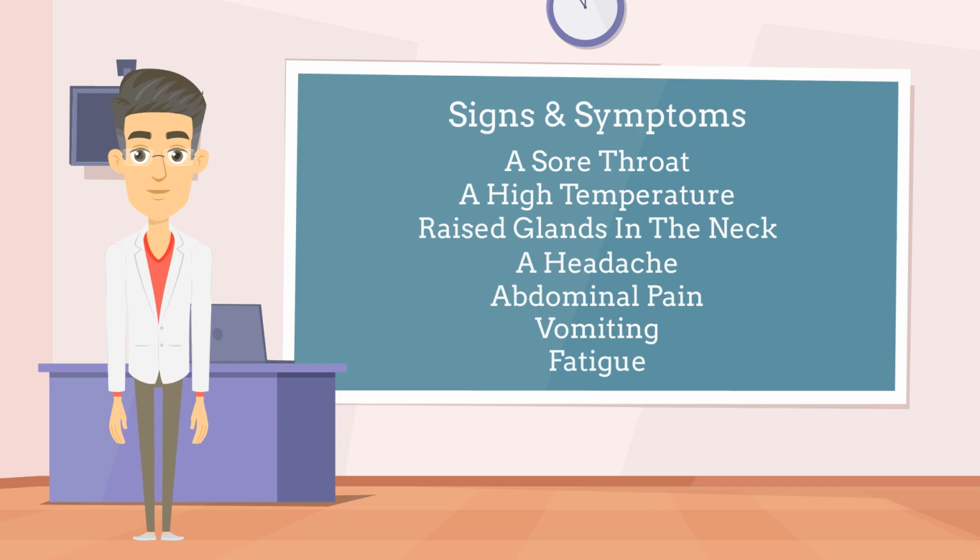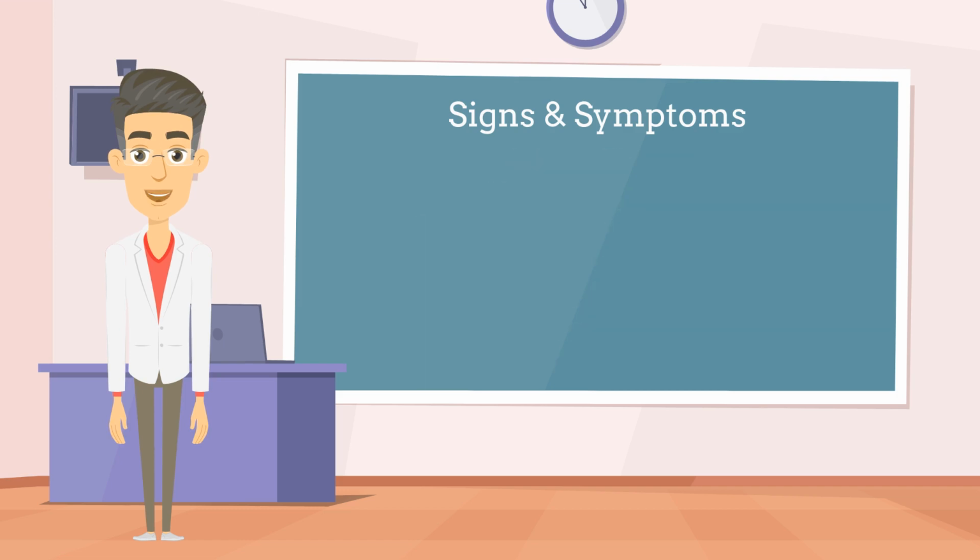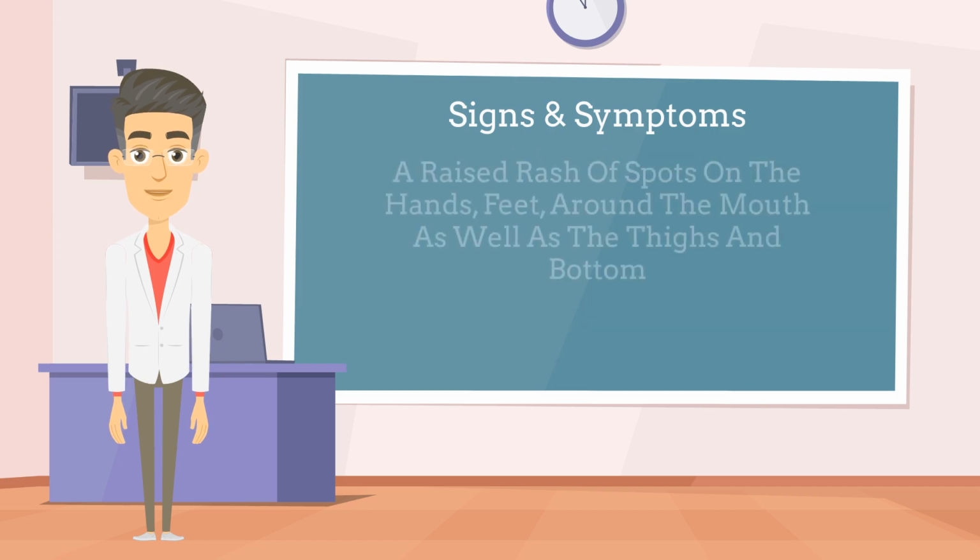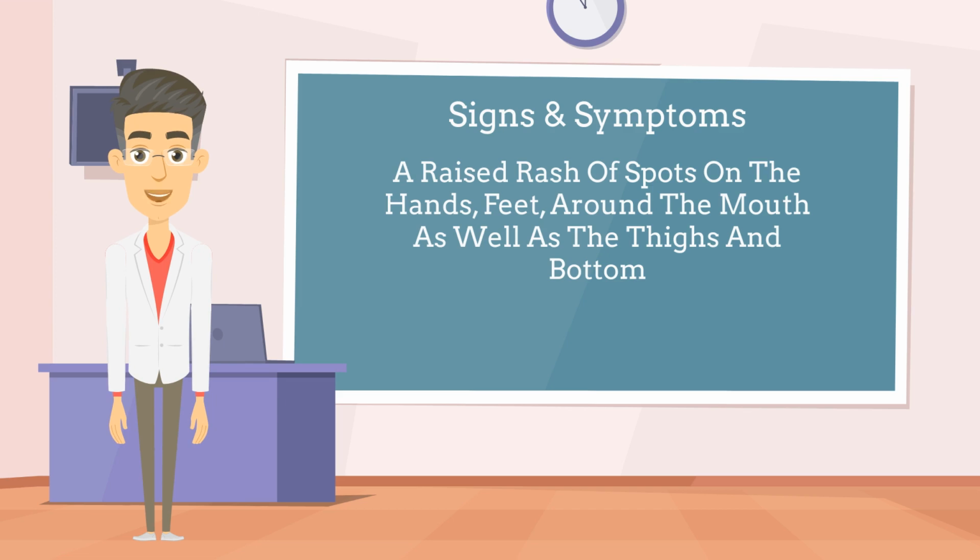After a few days, the second stage of hand, foot, and mouth disease usually starts, and this may present with a raised rash of spots on the hands and feet, around the mouth, and sometimes the thighs and bottom. Painful ulcers within the oral cavity make your child reluctant to eat or drink.